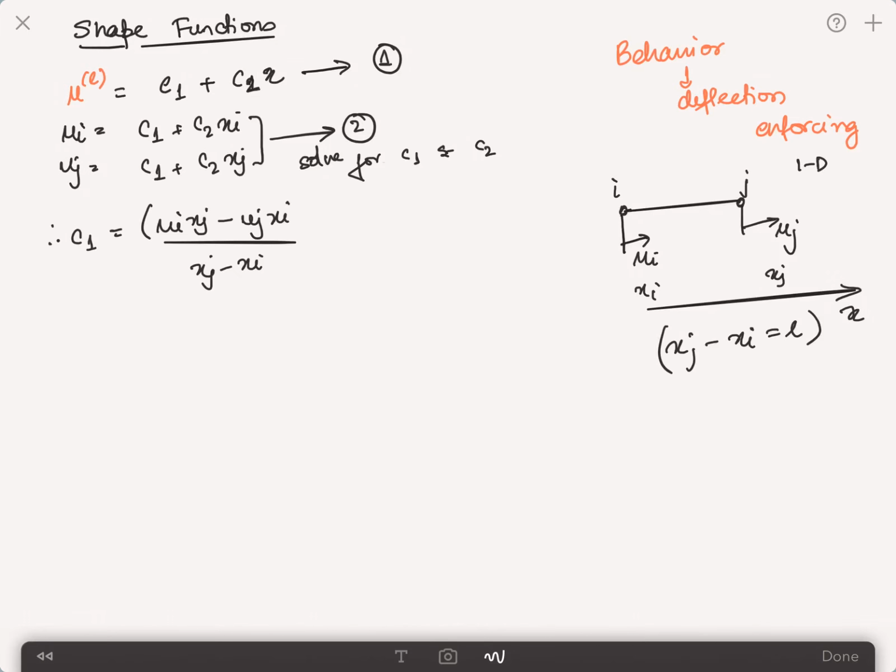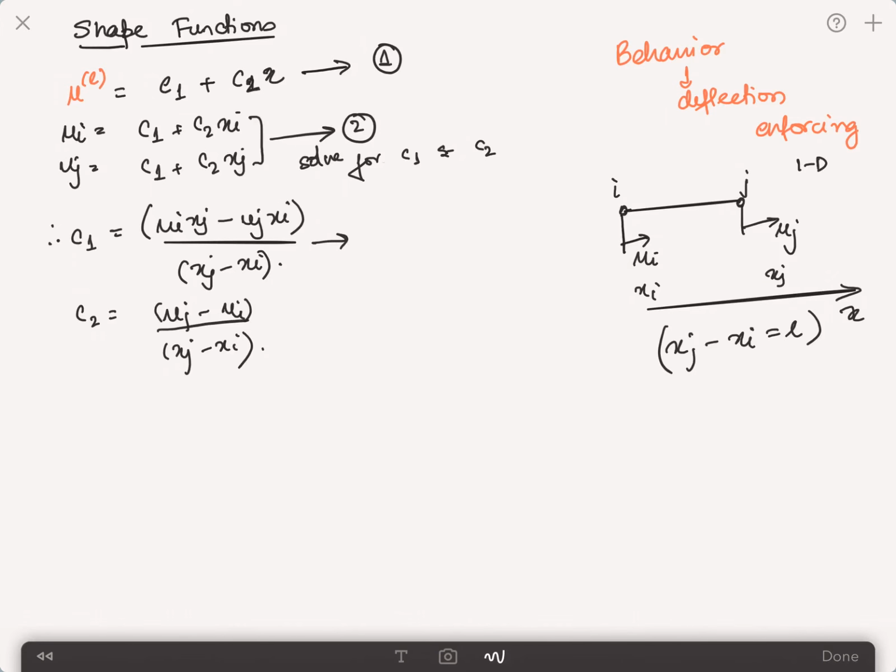I'm not going to solve it completely because it takes a long time, but of course I'm also copying it off a piece of paper. So if you do the full solution, you'll probably get the same answer. If you don't, please do let me know. So you have (uj minus ui) as c2 by (xj minus xi). Now we know that xj minus xi is equal to L because that's the length of the element we are assuming, so we can replace it here and here as L.